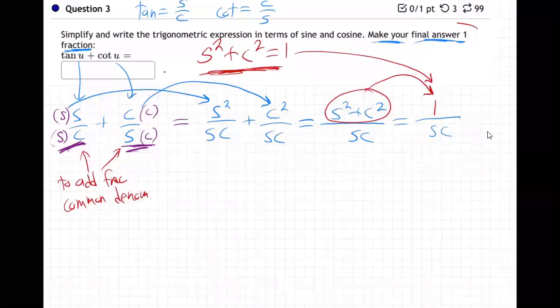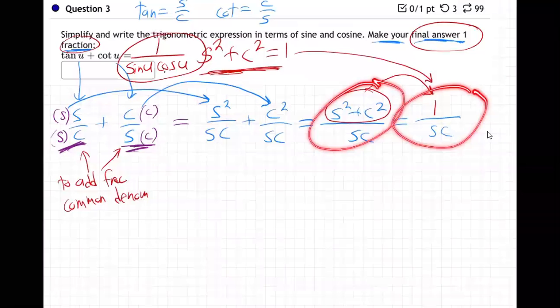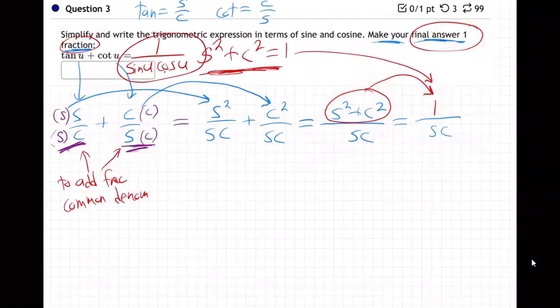It said make your final answer one fraction. Well, that's one fraction, isn't it? That is one fraction. So the answer is 1 over sine u cosine u. You've got to put the u's back in there and everything, you know. There's our final answer. We made it one fraction. See how it started off as two separate fractions? We got a common denominator, made it one fraction, and simplified it. We simplified it and made it one fraction. And there it is. So it's 1 over sine cosine.